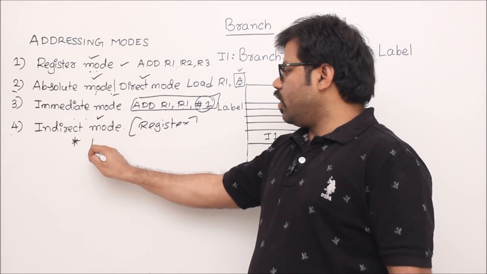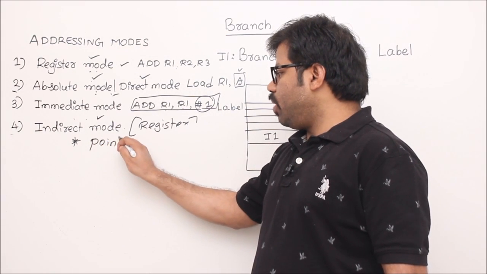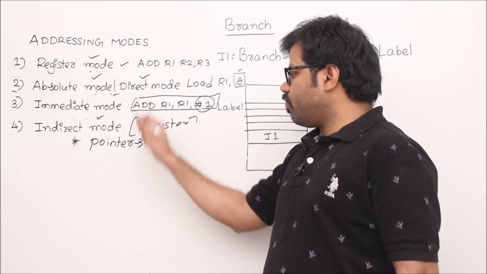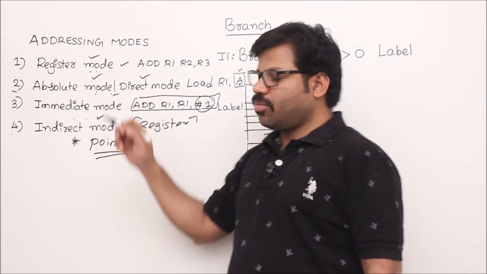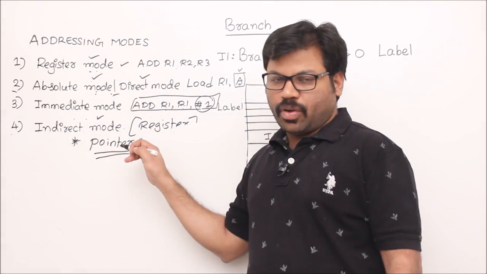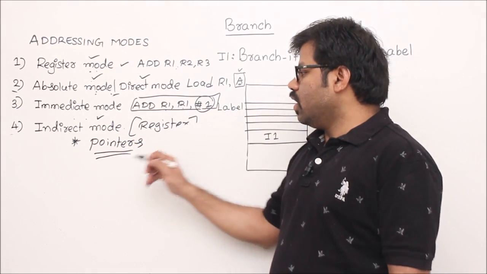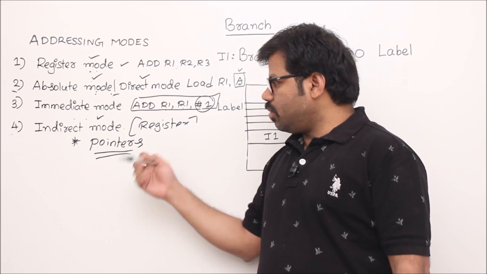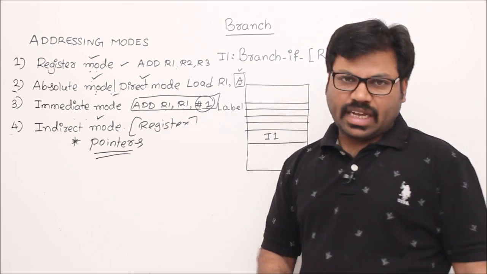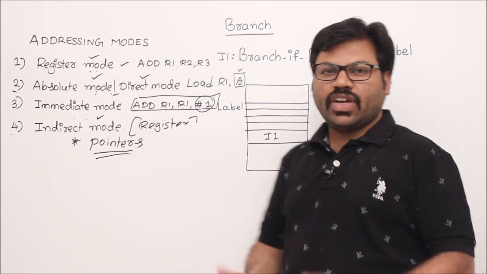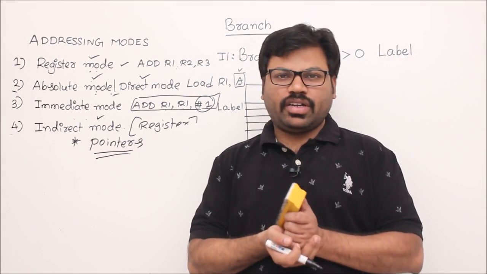The reason is that indirect mode can be used to implement pointers, especially. Pointers can be implemented using indirect mode. C programming pointers or Java pointers, right? Of course, in Java there is no direct pointer concept, forget about that. So let's take C, any language like C programming language. In C programming language we have clear pointers, right? We implement pointers.